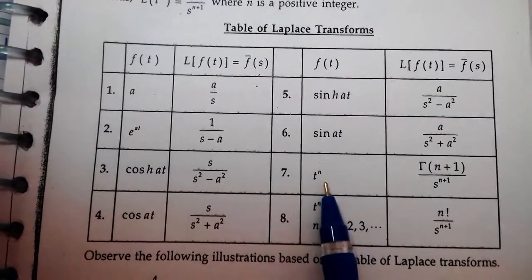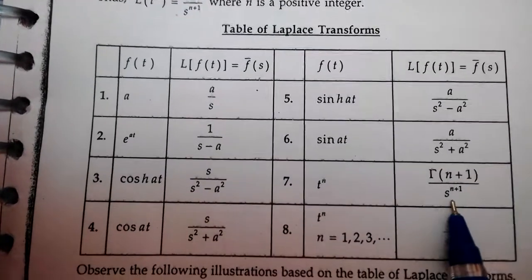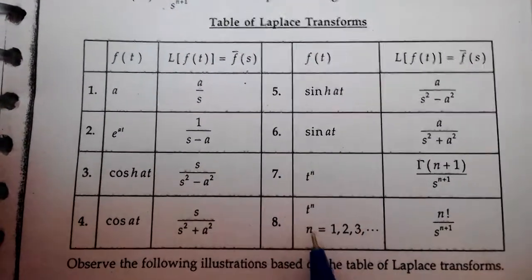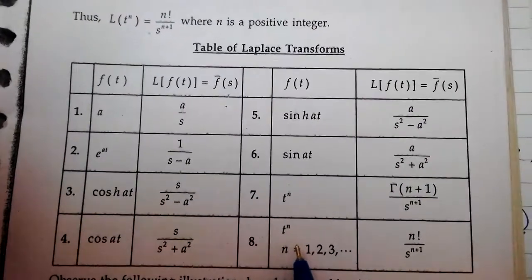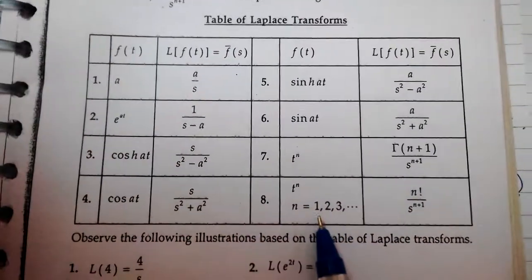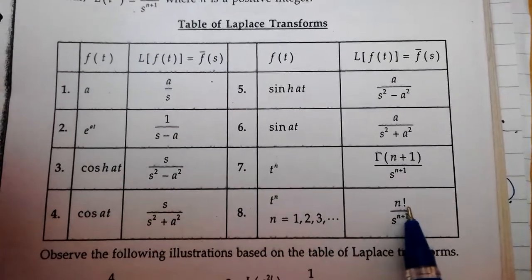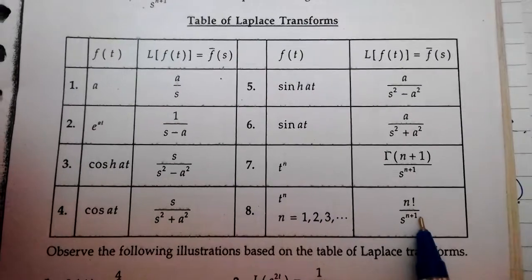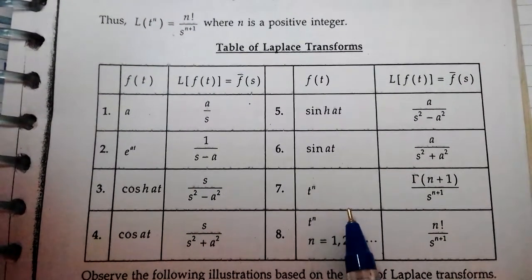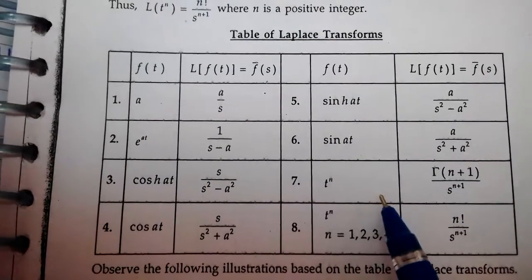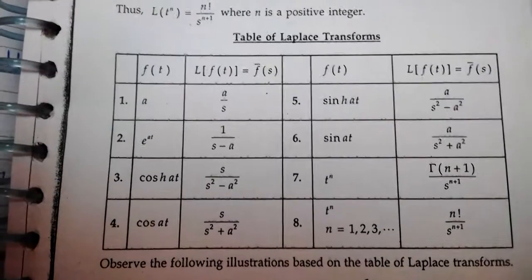Then today's results: the Laplace transform of t raised to n is gamma of n plus 1 divided by s raised to n plus 1, and also the Laplace transform of t raised to n, where n runs from 1, 2, 3 and so on, we use the result n factorial divided by s raised to n plus 1. You have to prepare this table and remember all the results. These results are very important to solve the examples here.